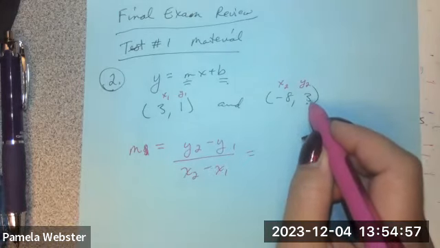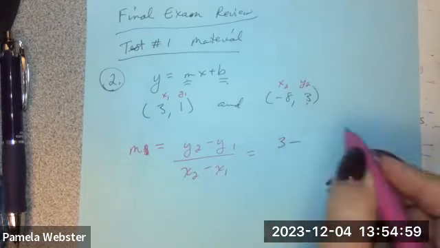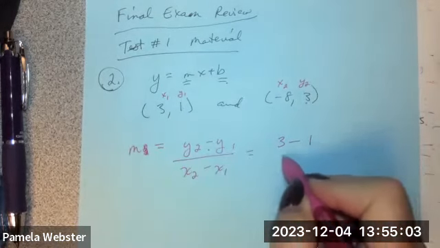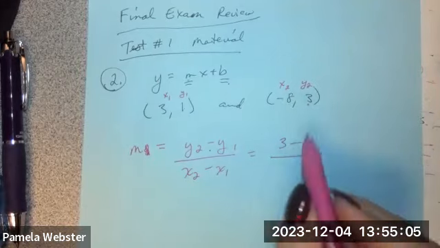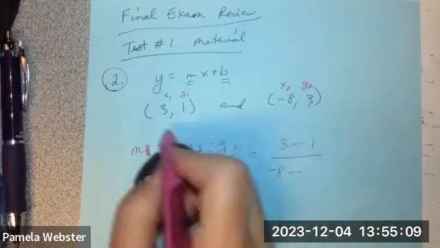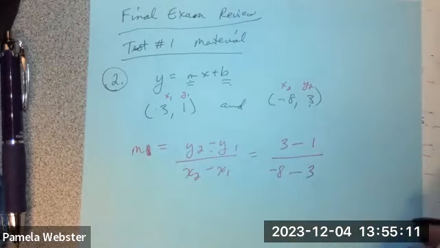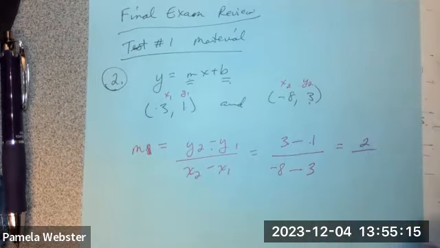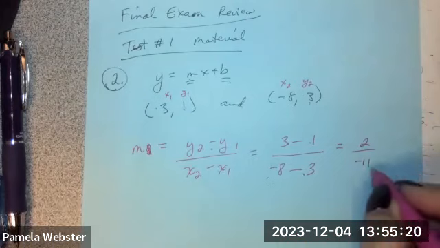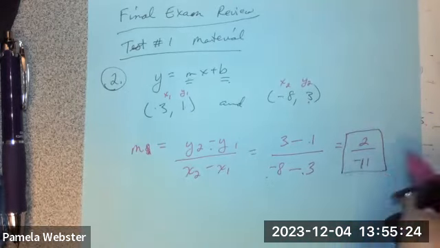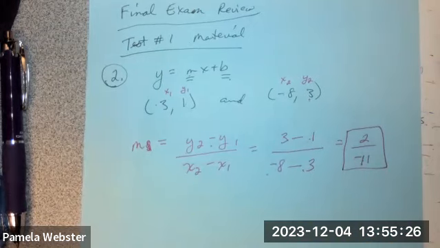Okay. So y2 is 3 minus, because there's a minus in the formula, y1 is 1, over x2 is -8 minus, because there's a minus in the formula, 3. Okay. And as I work that out, 3 minus 1 is 2. And on the bottom, I've got -8 minus 3 is -11. And I say, okay, that's my slope. I'm not going to change that. I'm going to keep it as a fraction.